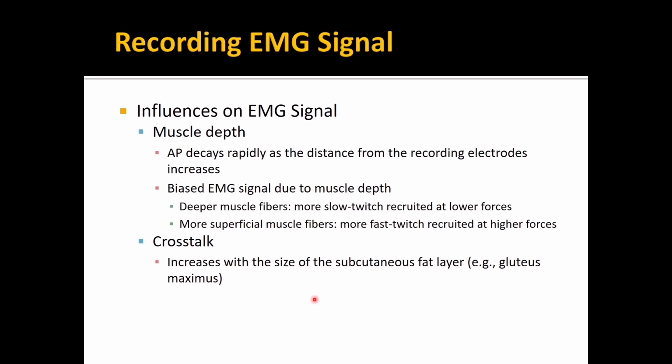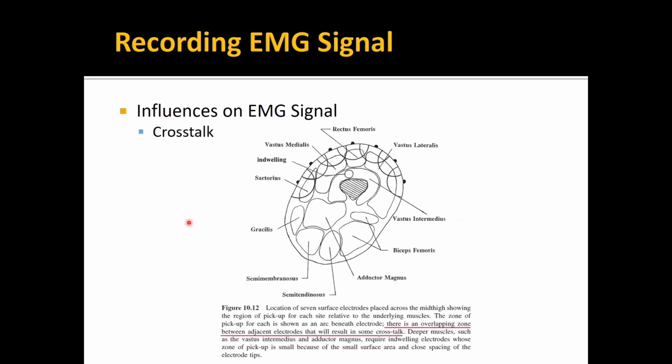Crosstalk can also influence the EMG signals, and crosstalk can increase with the size of subcutaneous fat layer, such as gluteus maximus. This is an example of crosstalk, and this figure is the cross-sectional view of mid-thigh muscles. And then we have 7 electrodes placed on this mid-thigh segment. So 1, 2, 3, 4, 5, 6, 7.